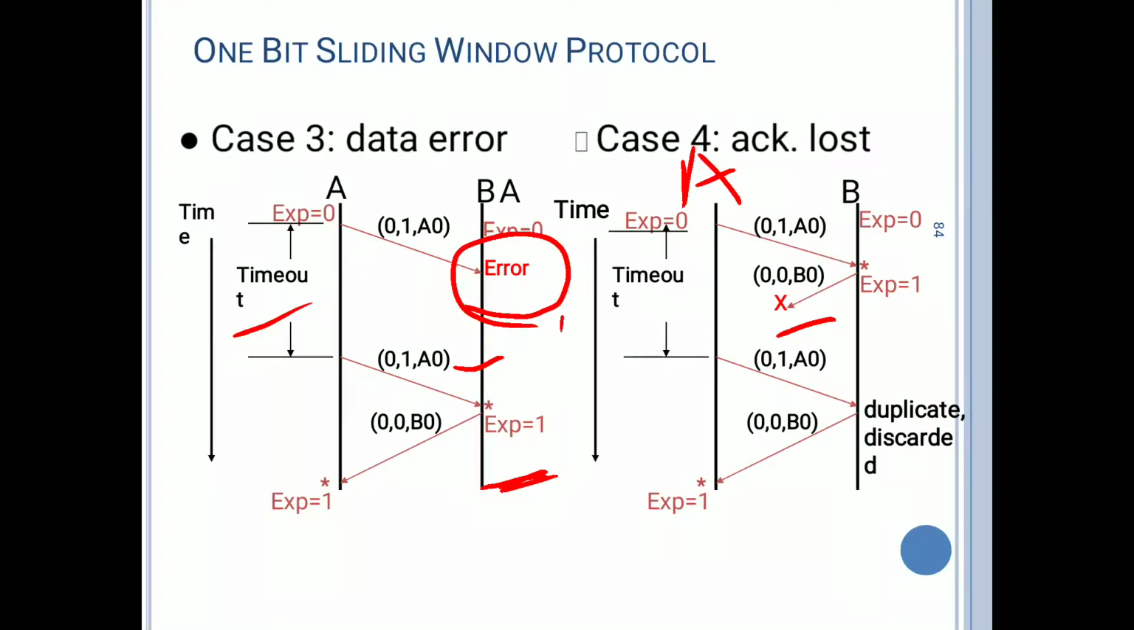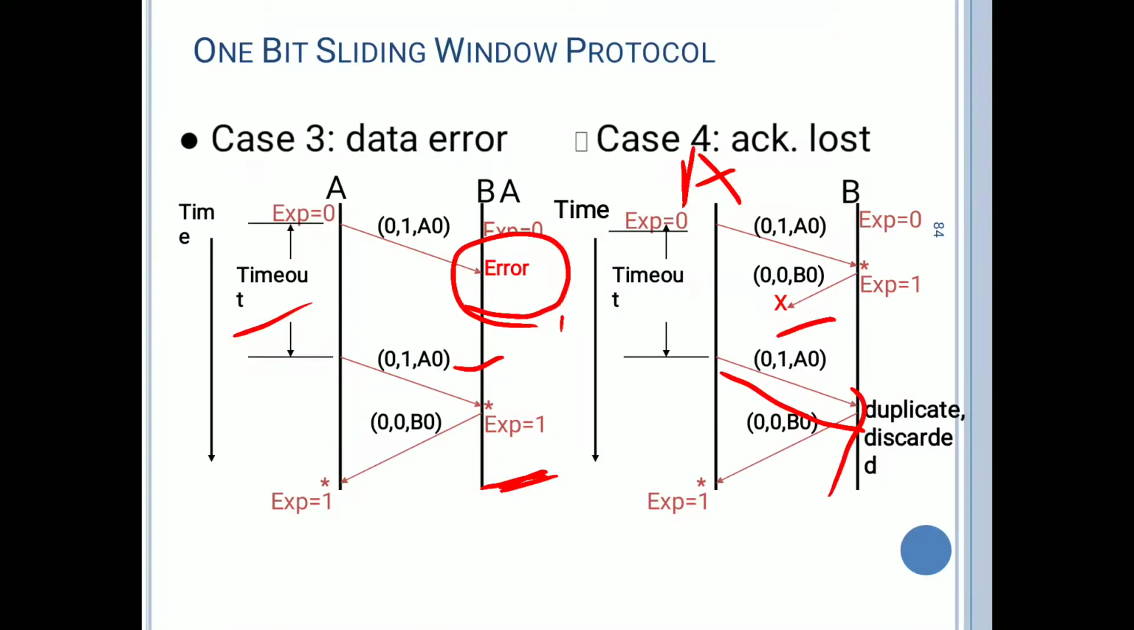But due to the noisy channel, the acknowledgement is lost in the middle. So now what will happen? If the timer times out, A assumes that the data may be lost in the middle or the acknowledgement is lost in the middle. A doesn't know what happened at the receiver side, whether B received the data or not, because there is no acknowledgement from B. So A simply retransmits the same data.